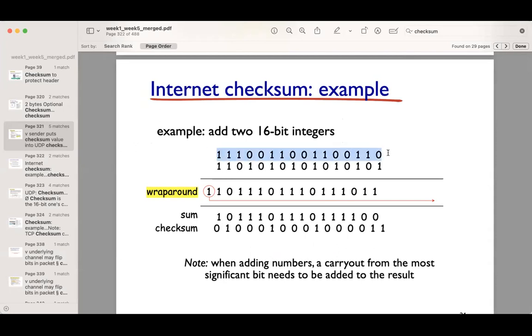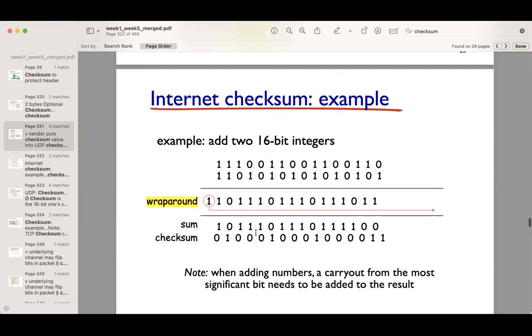We have two numbers and we add them together, and usually we will have this wraparound situation in the calculation. Then you need to move this number to the end, which means just add 1. Then you get the sum. And then you can just verify with the checksum. You add them together, and in the end every digit should be 1, right? So you get sixteen 1s in the final result.